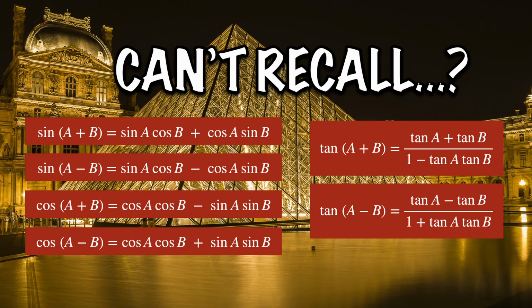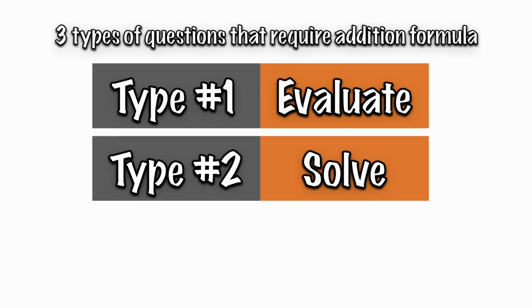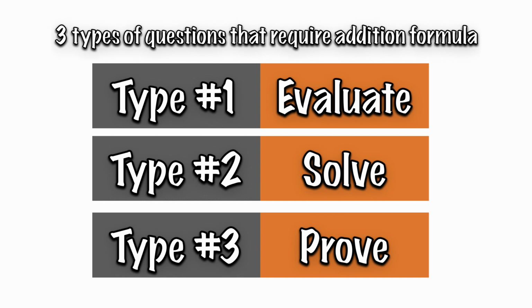Now, to make things easy for you, there are three general types of Trigo questions that require the addition formula. Type number 1, the evaluate questions. Type number 2, solving questions. And type number 3, the proving questions. So let's check them out right now.